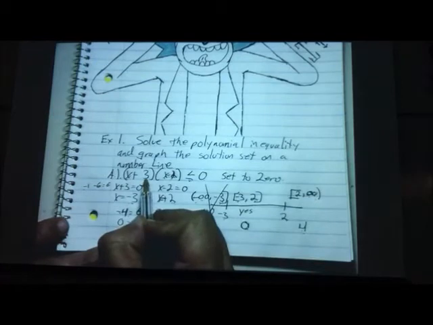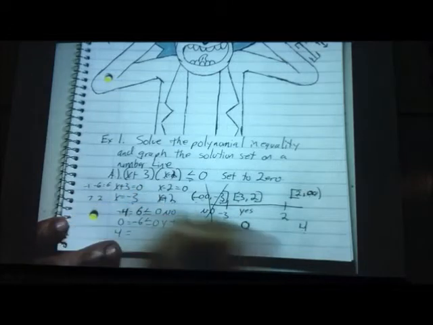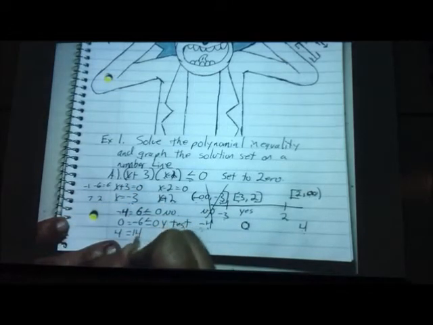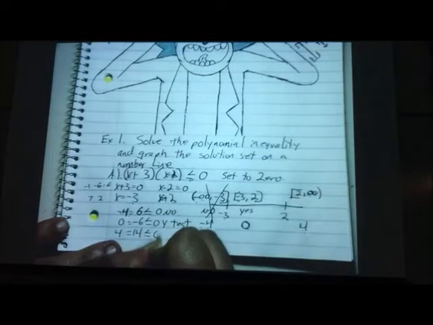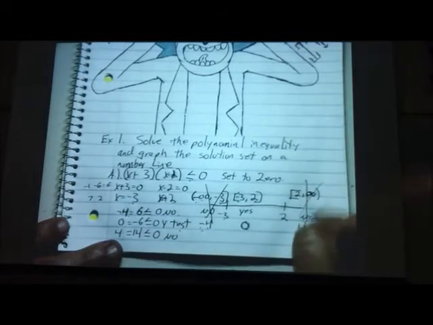Next one is 4. 4 plus 3 is 7. 4 minus 2 is 2. 7 times 2 is 14. Is 14 less than or equal to 0? No. You put an X.